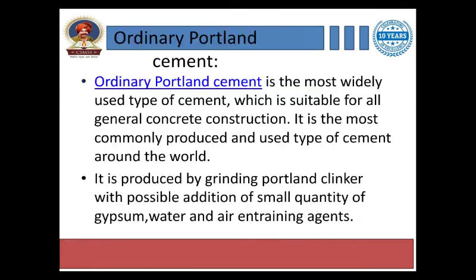So this is ordinary Portland cement, right? We also discussed the manufacturing process, and that manufacturing process was the ordinary Portland cement's manufacturing process. It is the most widely used type of cement, which is suitable for all general concrete constructions, right? General concrete construction means the ongoing sites which you used to see in your campus or in your surroundings; we generally use this type of cement. It is the most commonly produced and used type of cement around the world. It is produced by grinding Portland clinkers with a possible addition of a small quantity of gypsum, water and air entraining agents, right? We had studied this in previous lectures also, which are two processes, right? Dry process and wet process.